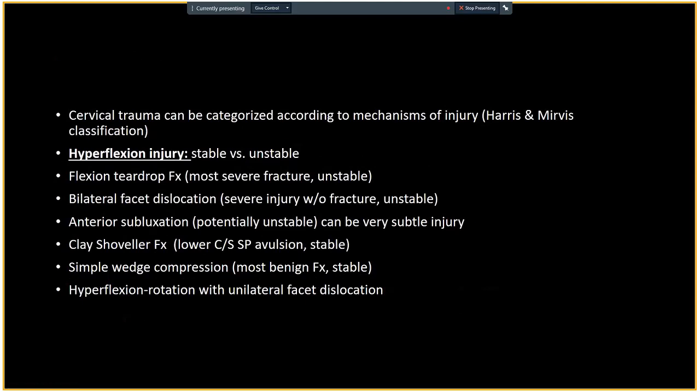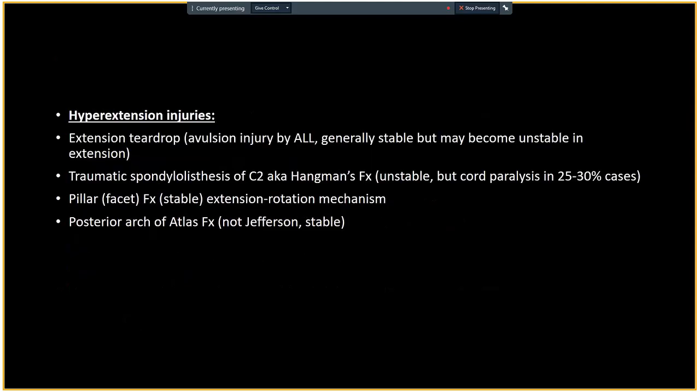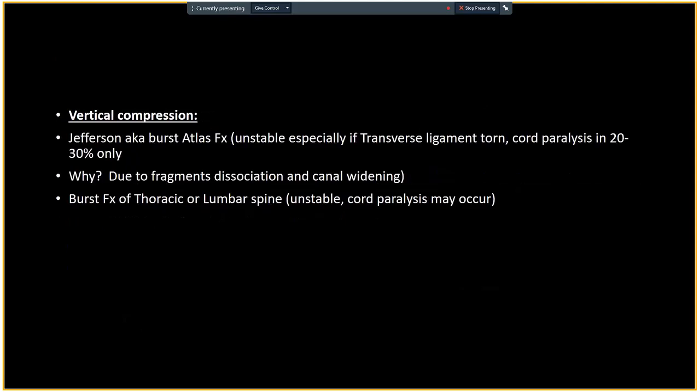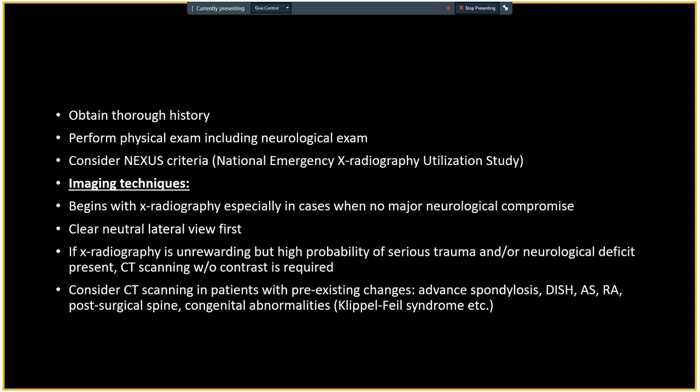Let's consider classification. When we look at the cervical spine, it's important to consider the mechanism of injury, which is generally considered as hyperflexion injury, hyperextension injury, and axial loading injury. In addition, there might be some rotatory component to it, and so on. Let's look at some of the important steps when you approach cervical trauma. Obviously history is very important.